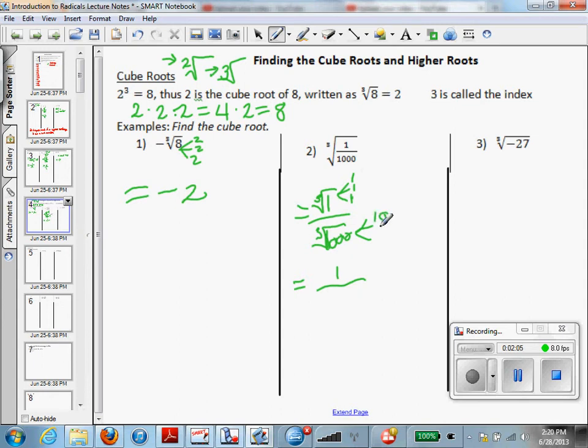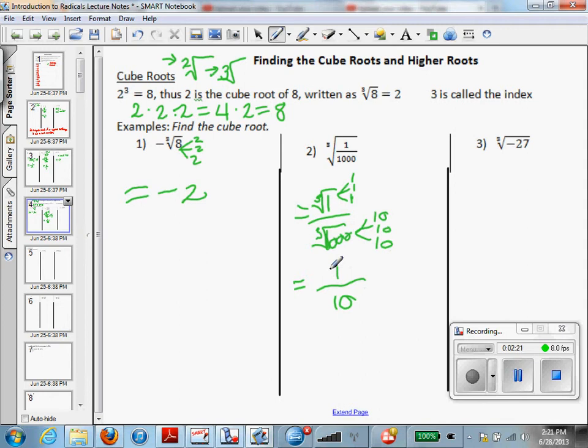With 3 being the cube root of 1,000, we're going to look at a number that can multiply itself 3 times to give us 1,000. That would be 10 times 10 times 10. Or you can just think of it as saying we have a 1 and then we have 3 zeros. So the cube root of 1,000 is 10. Your answer becomes 1 over 10.